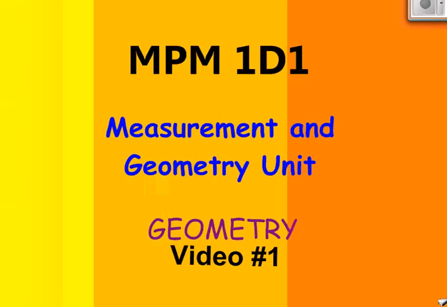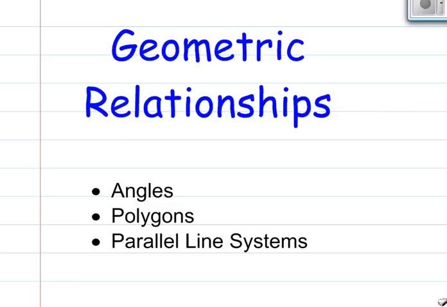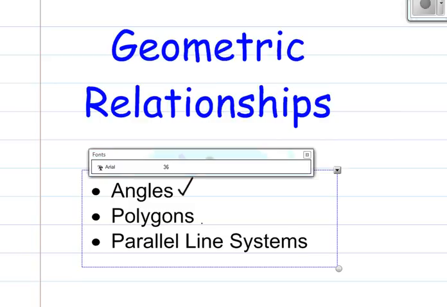This video is for grade 9 academic students who are studying the measurement and geometry unit of the course. This is the first video in the geometry portion of that unit. Now we've been saying geometry, but really the proper name for this is geometric relationships. We just like to use geometry as a short form. As part of this particular part of the unit, we're going to look at angles, polygons, and parallel line systems.